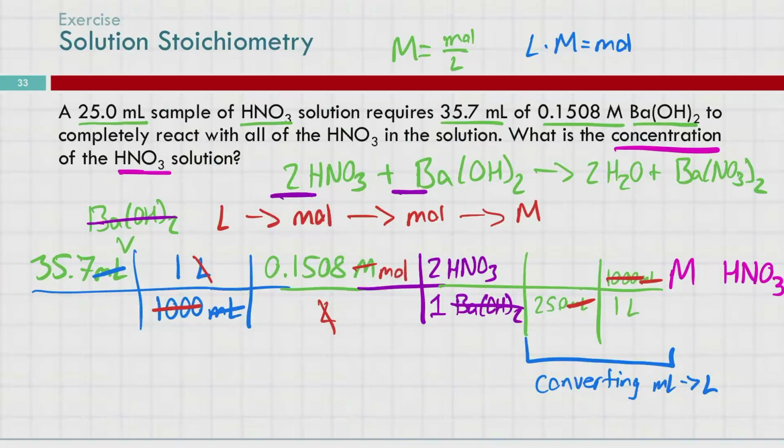So 35.7 times 0.1508 times 2 divided by 25. And the concentration is 0.431 molar HNO3. Questions? You can, of course, if you're doing this problem by yourself, do it in as many steps as you'd like, instead of doing it all in one long stretch, like I like to do it.